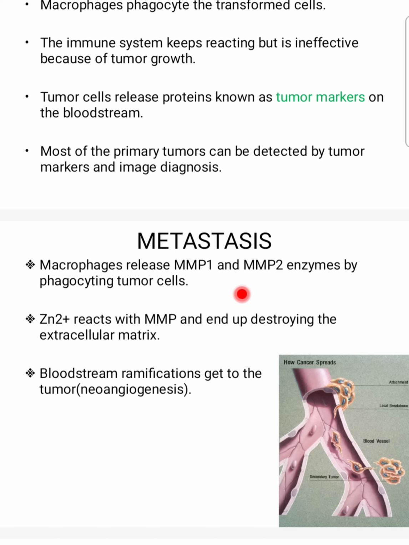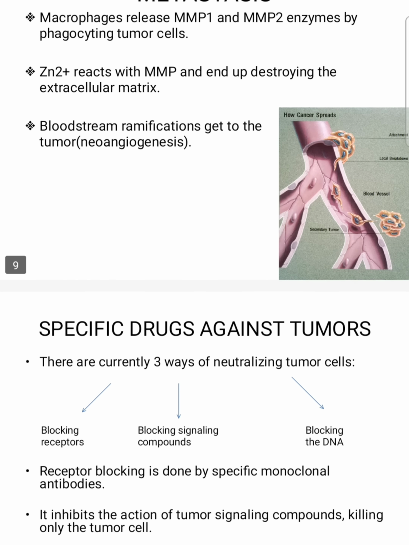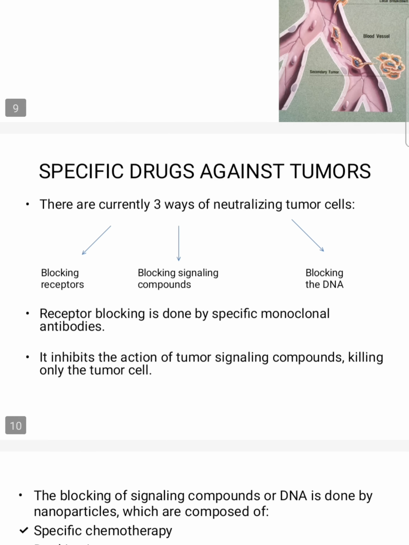These macrophages release certain metalloproteins. These are called metalloproteins because they bind to metal ions. So MMP1 and MMP2, which bind to zinc ions, are released while phagocytosing tumor cells. So zinc reacts with them and ends up crossing the bloodstream. There are certain drugs which are used against tumors.